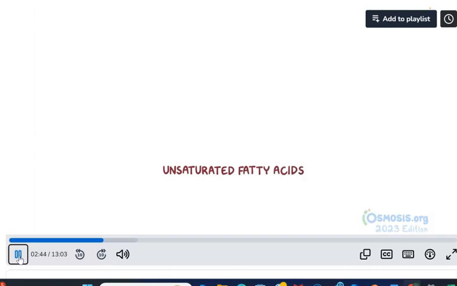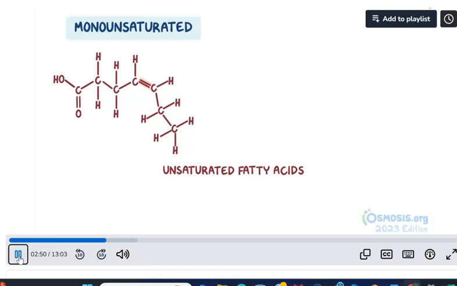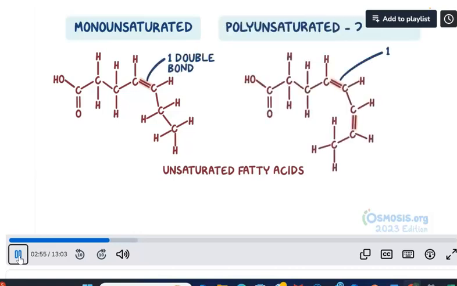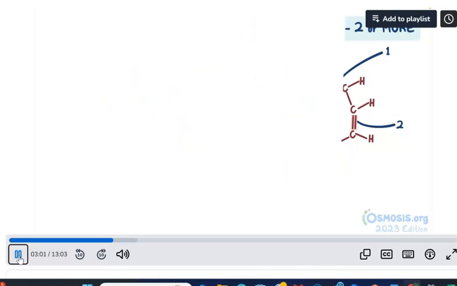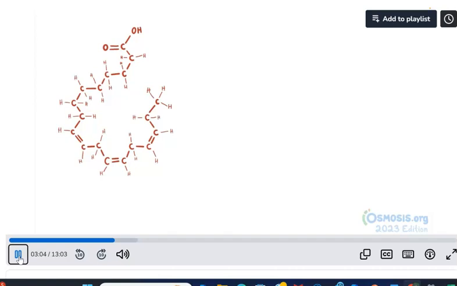Unsaturated fatty acids can be further classified, according to the number of their double bonds. Monounsaturated fatty acids are unsaturated fatty acids with just 1 double bond. Polyunsaturated fatty acids have 2 or more double bonds. Also, they can be classified according to their location as well.